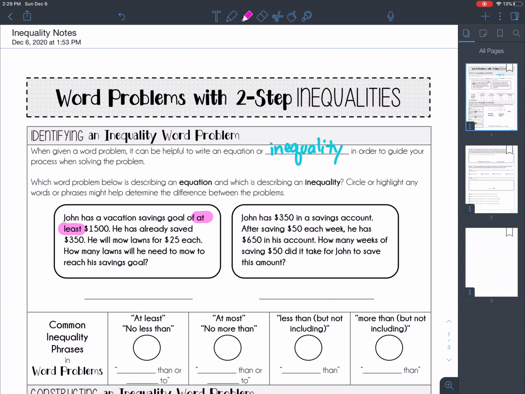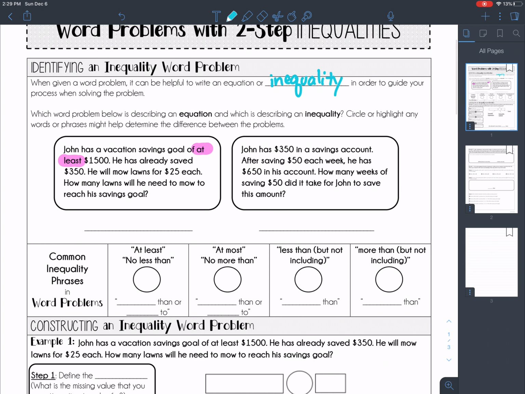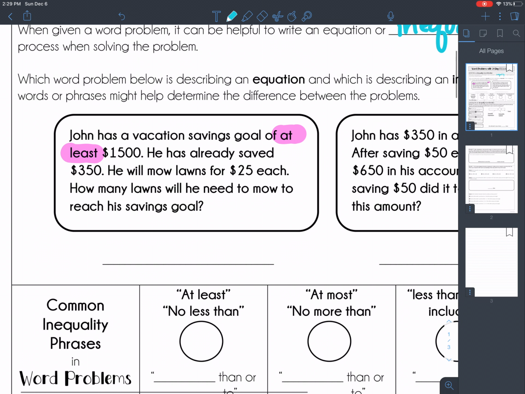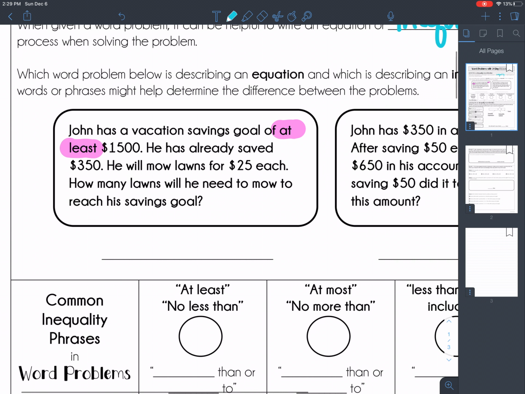Okay, so he has already saved $350. He will mow lawns for $25 each. How many lawns will he need to mow to reach his savings goal? I'm going to zoom in so that I can write a little smaller. This is an inequality because we know that there's not just one number that would work here. John could make $1,600, he would be happy. $1,700, he would be happy. $2,000, he can make more than that. So we're just looking for any number that would get him $1,500 or more.